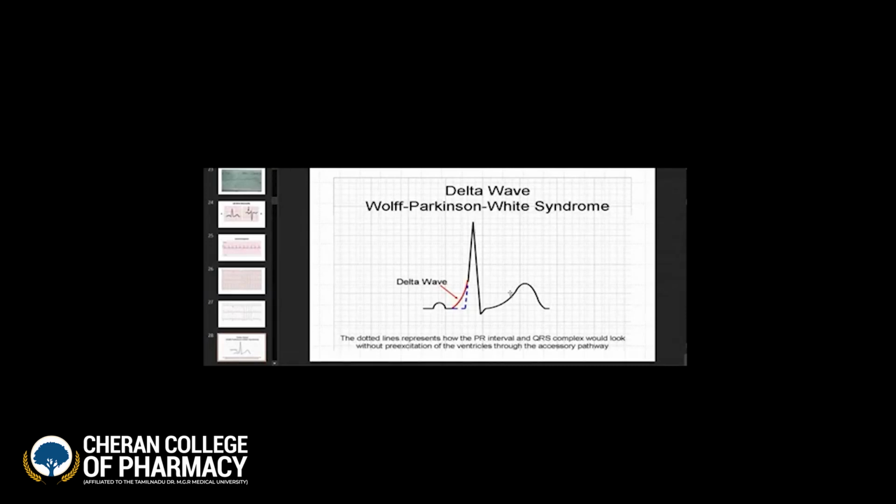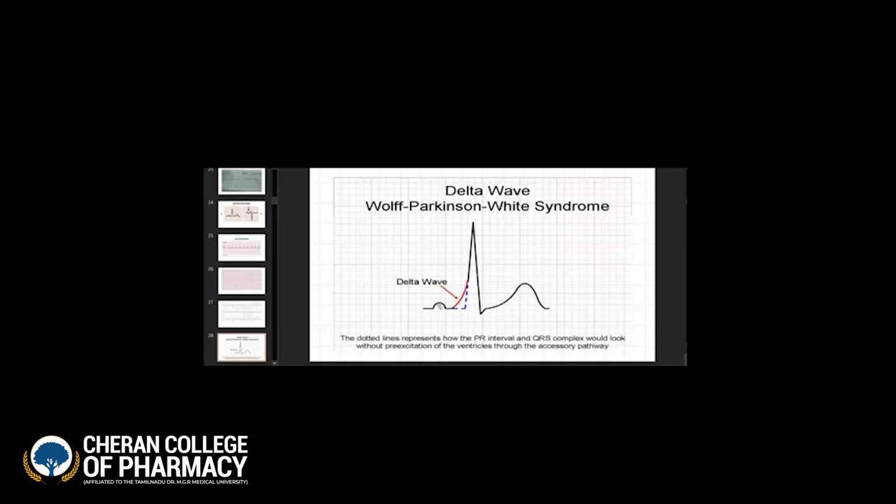Okay. Here the thing is that the PR interval is not present, like it is not being seen in this ECG, right? In this ECG, if the patient is suffering from Wolff-Parkinson-White syndrome, there is a missing PR interval. Okay, so here it is the P wave and the R wave.